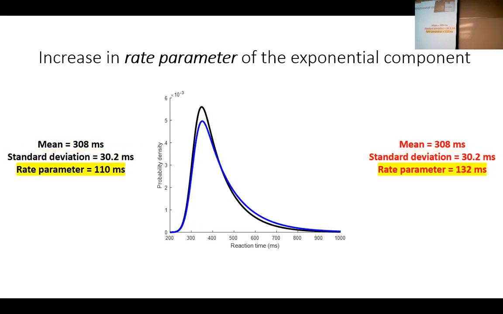So we've got one more. Now we're going to have the rate parameter. The rate parameter is similar to the standard deviation, but it's going to affect the right side of the distribution function. So let's make it bigger by about 20%. And you can see this tail. You see the black tail, the original one with 110. And when it's 132, this tail is going to get longer. So we've increased the skew of our ex-Gaussian distribution function. Just imagine pulling that side of the distribution function out.